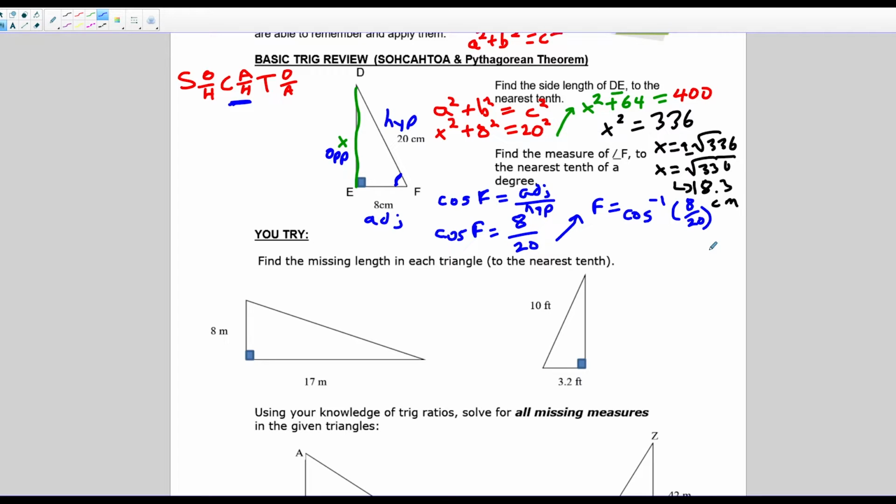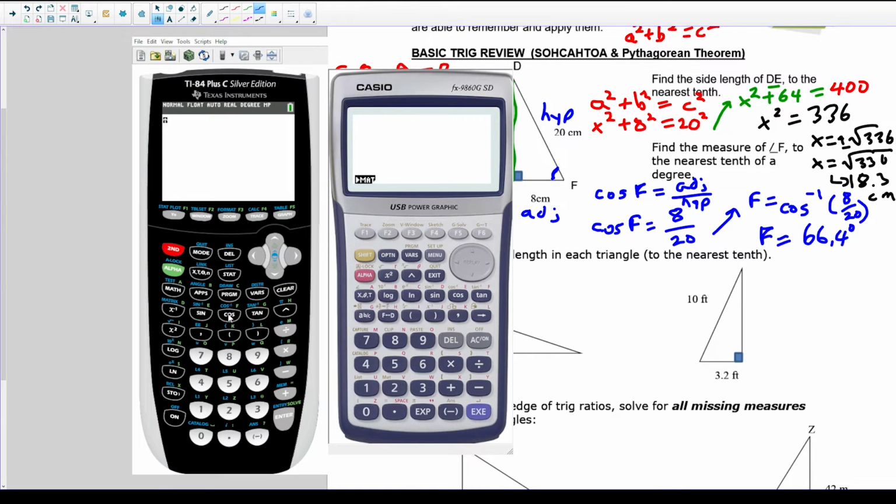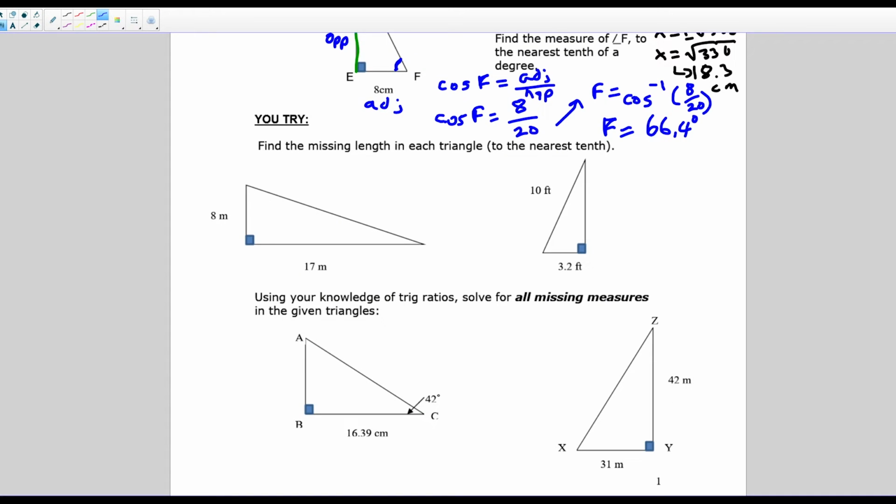I'm plugging that into our calculator. We end up getting F is equal to about 66.4 degrees. So once again, on your calculator, if I were to pull this up here, let's punch in second cos, and I'm going to put 8 over 20 into the calculator, and we get that 66.4 degrees. You can pause the video and try out these two questions underneath, and then unpause once you're done to check your work.